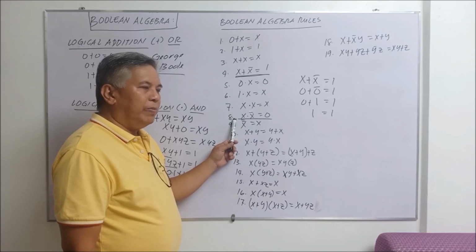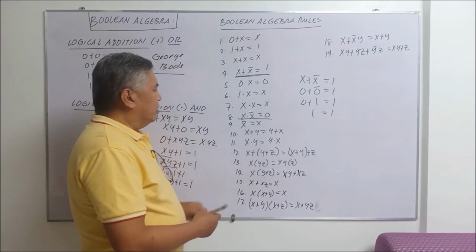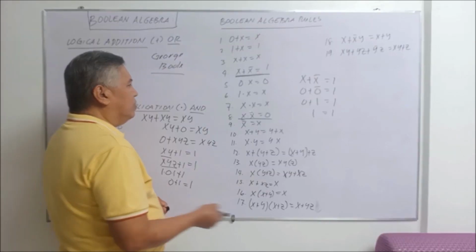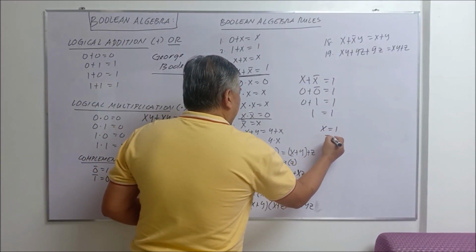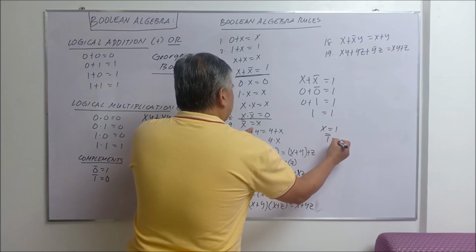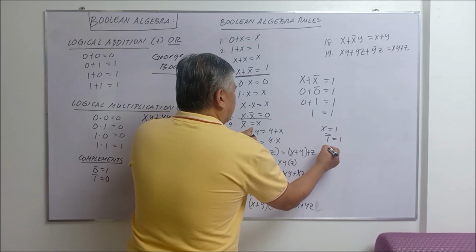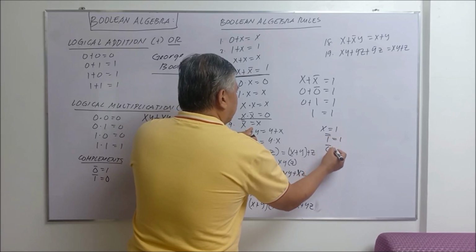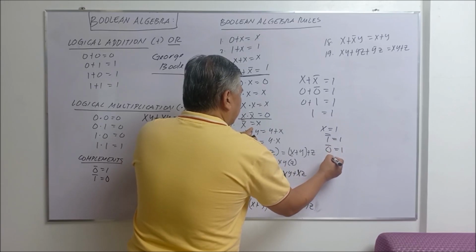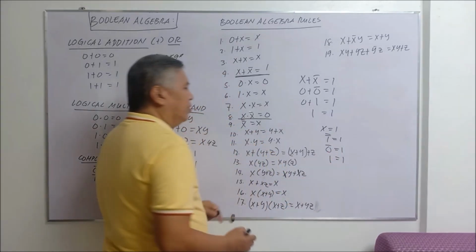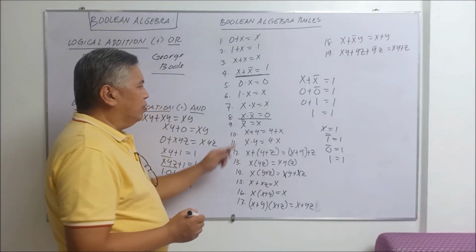Okay? Then, rule number 9. X double complement is equal to x. Because, for example, if x is equal to 1, so you have 1 double complement is equal to 1. The first complement of 1 is 0. Okay? Then, the complement of 0 is 1. So, that is equal to 1. Alright? So, x double complement is equal to x.